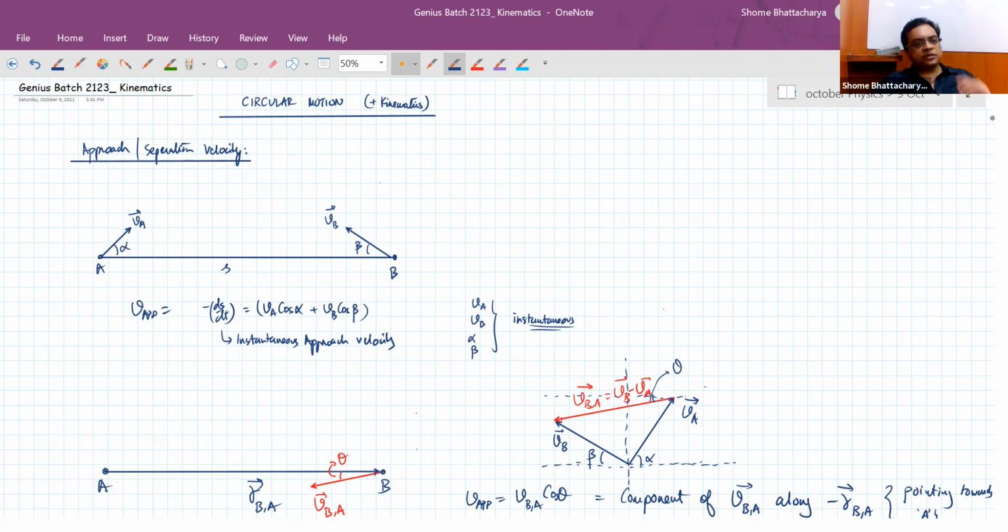So we'll demonstrate this with an example: whether we calculate it using the individual components in ground frame, VA cos alpha plus VB cos beta, or we calculate the relative velocity first and then find its component towards the particle A, it's going to be one and the same thing.